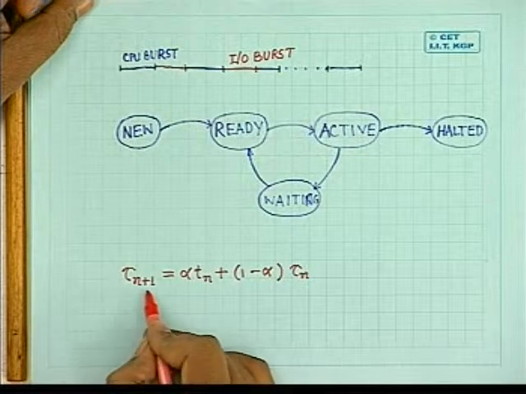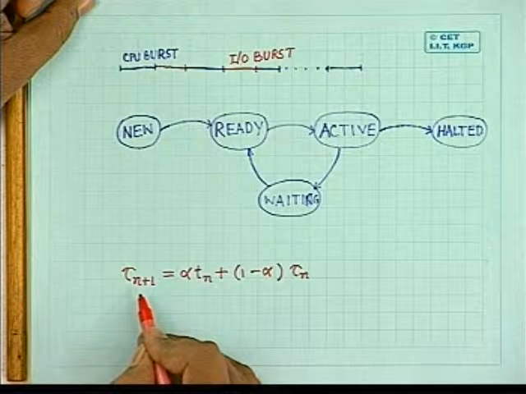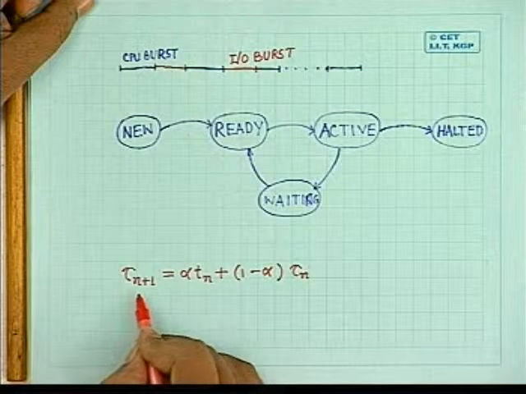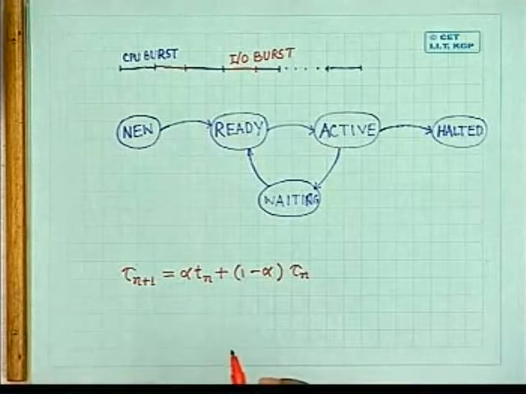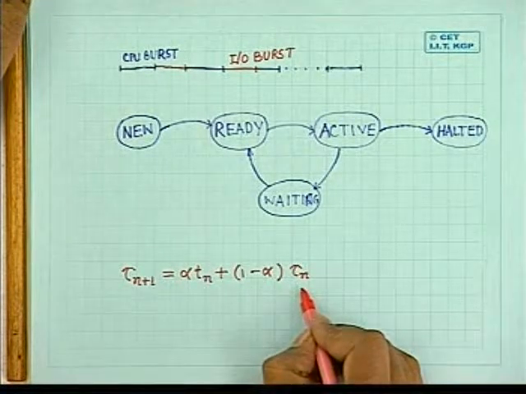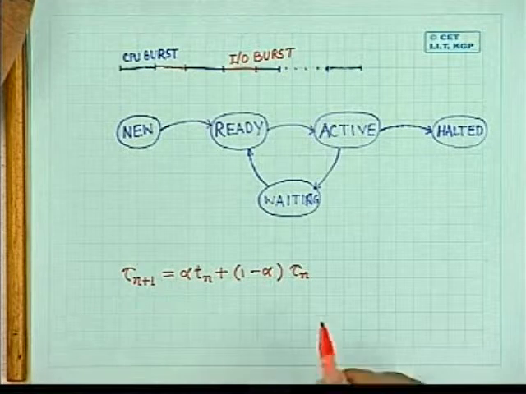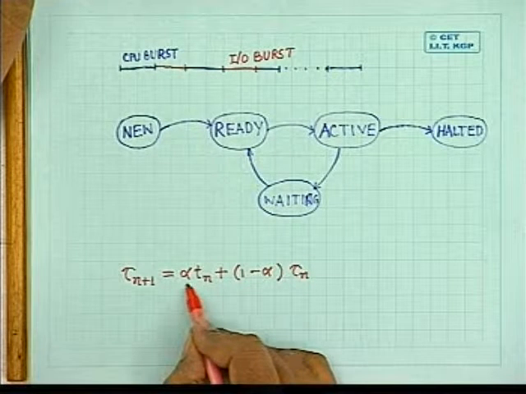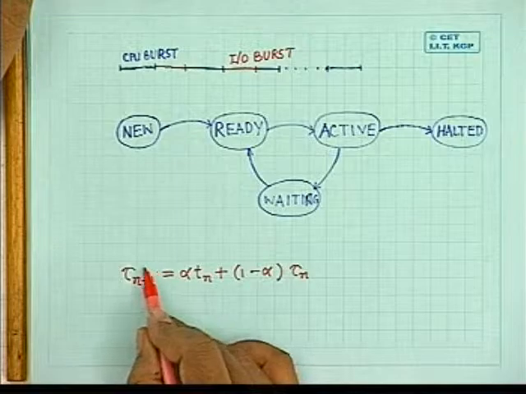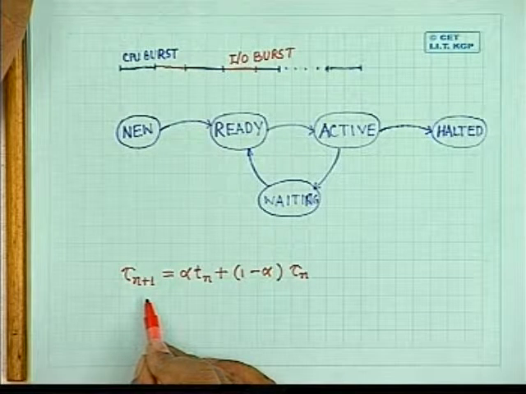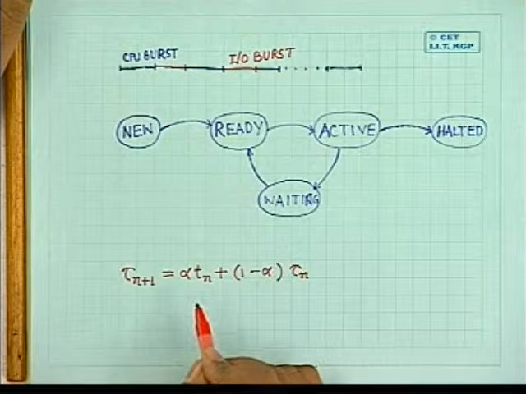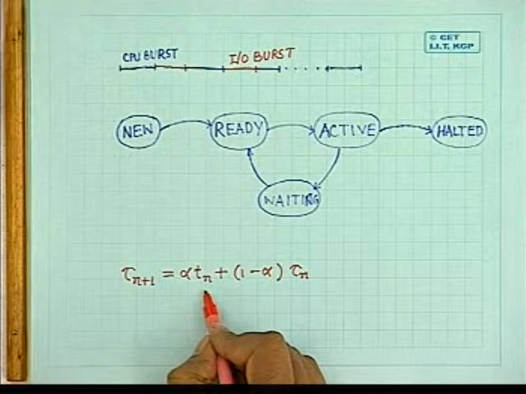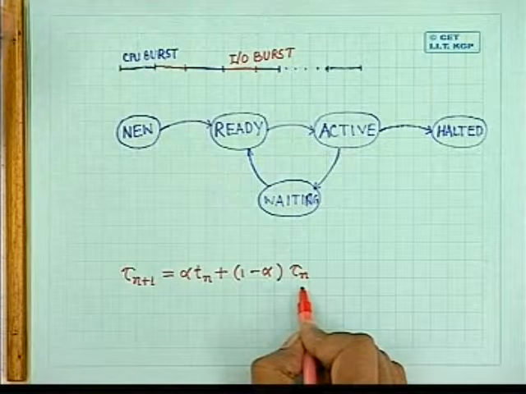Where tau n plus 1 is the predicted CPU burst time of the n plus first CPU burst. Tn is the exact nth CPU burst duration, and tau n is the predicted nth burst duration. So, find that for prediction of that next CPU burst time, that is tau n plus 1, we are making use of the actual nth CPU burst time, that is the previous CPU burst time, and the predicted nth CPU burst time.